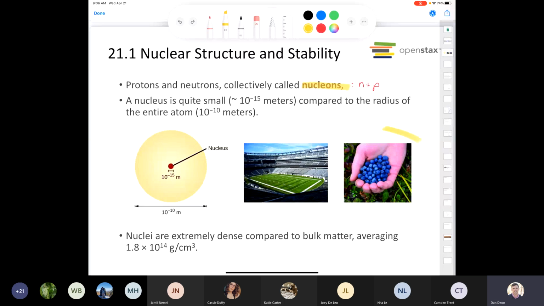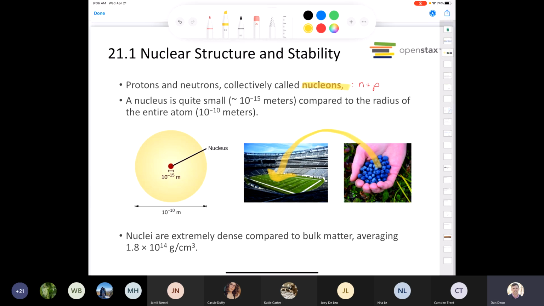Put in everyday terms, if you had to explain this to somebody on the street, you'd say, take the biggest football stadium that you know and take one blueberry and put it in the middle. And that blueberry would be the size of the nucleus, roughly, with respect to the size of the atom, which would be represented by the entire football stadium.